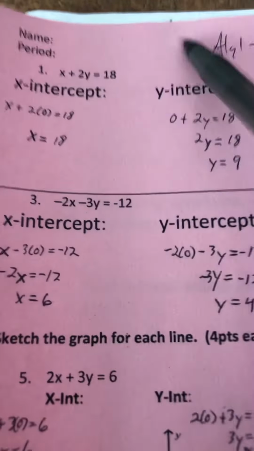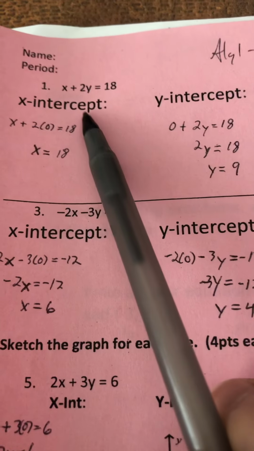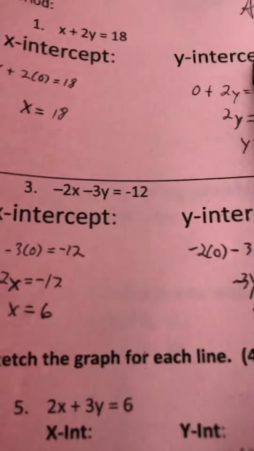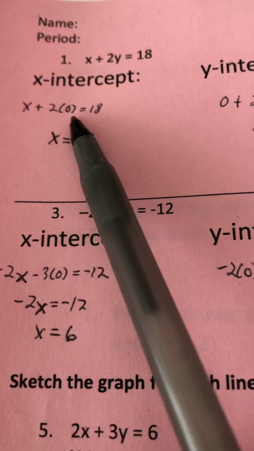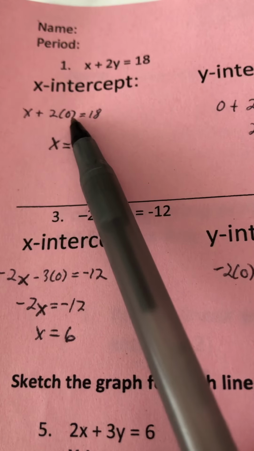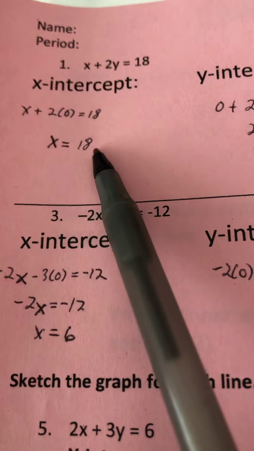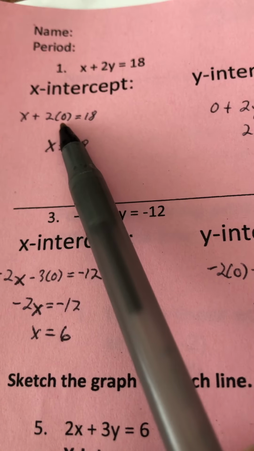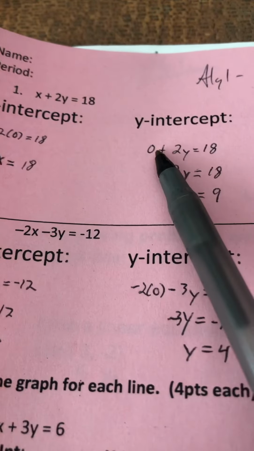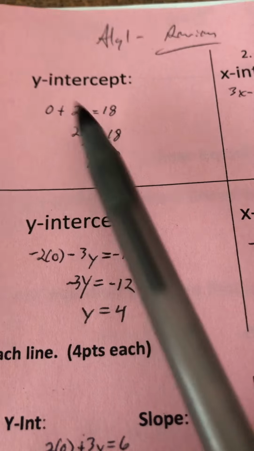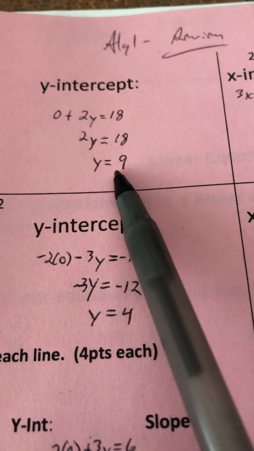We have this first one. Number one, we're supposed to find the x-intercept and the y-intercept. So x-intercept is when you set y to 0. So when y is 0, where is it going to be on the x-axis? So you just solve when y is 0 and x equals 18. For the y, it's when x is 0. So I have it as 0 here, and then you just solve for y. And y would be 9.